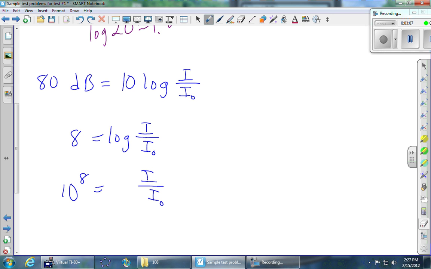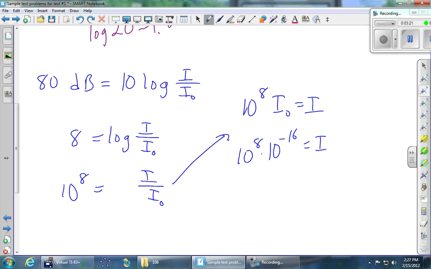And then if we multiply both sides by I0, we get the intensity of the one telephone. So the intensity of the one telephone is 10 to the 8th times I0. But I0, remember, was 10 to the minus 16, and you can merge those together by adding the powers. So we get the intensity of the telephone ringing as 10 to the minus 8 watts per square meter. And if we want 20 telephones ringing, then our intensity is 20 times 10 to the negative 8. So this is the intensity of 20 telephones ringing.